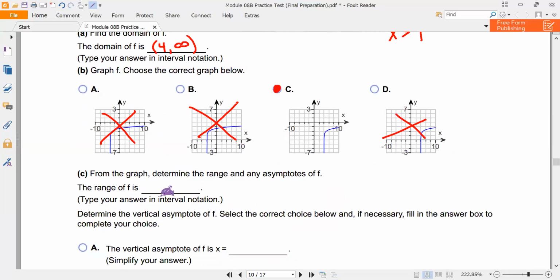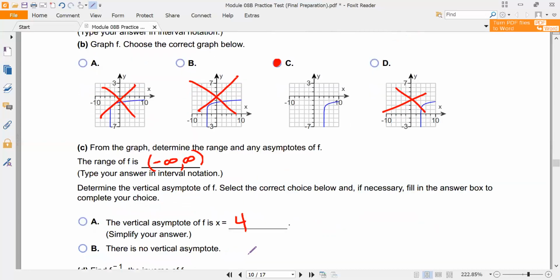The range of any logarithmic function is always -infinity to infinity. The reason for that is it's the inverse of exponentials, and exponentials have a domain of all real numbers. So that means the range is all real numbers here. Vertical asymptote would have been at x equals 4, where we had that domain shift.